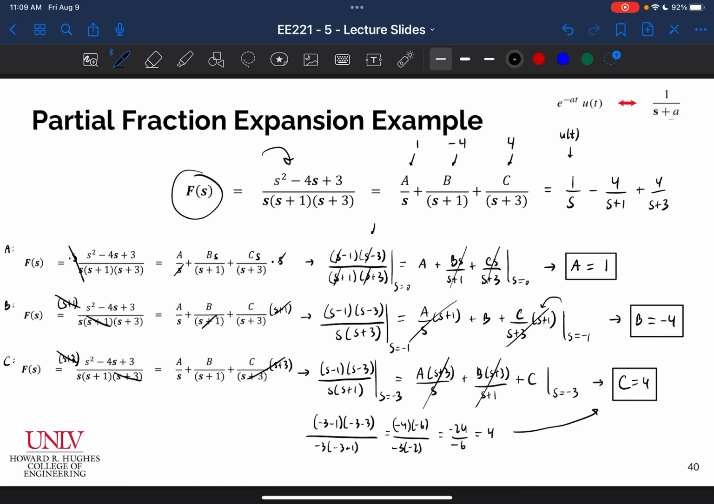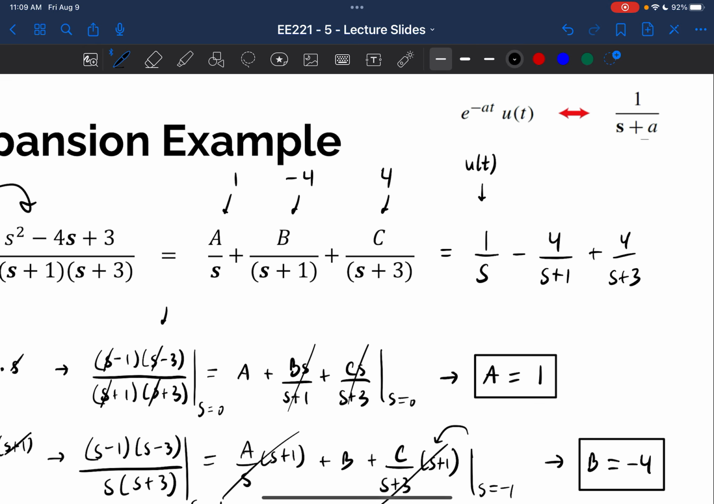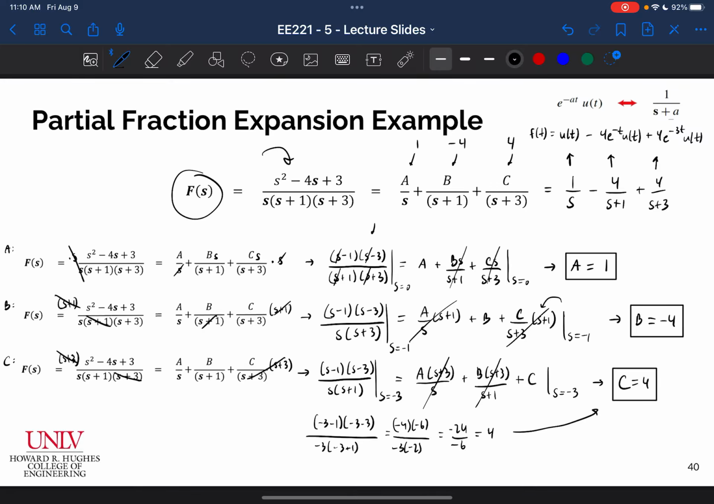And so if we wanted to write f of t, it would just be u of t minus 4e to the minus t u of t, and then plus 4e to the minus 3t u of t. That would be our function f of t after we take the inverse Laplace transform of each of these individual terms here. All right, so that wraps up this example on partial fraction expansion.